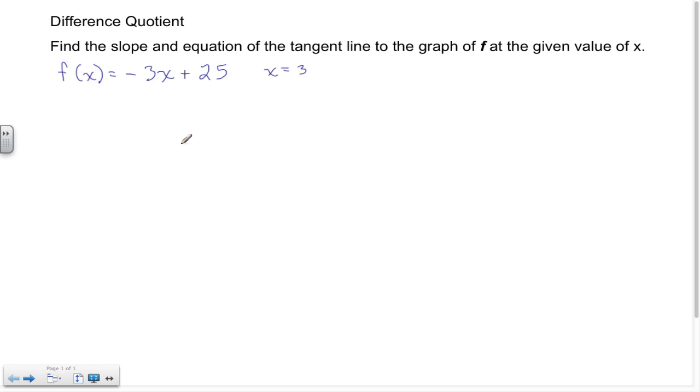Welcome back to STS. In today's video, we're going to use the difference quotient to find the slope and the equation of the tangent line to the graph of f at a given value of x. In this particular example, our function f is negative 3x plus 25, and they're giving us a value of x being 3.